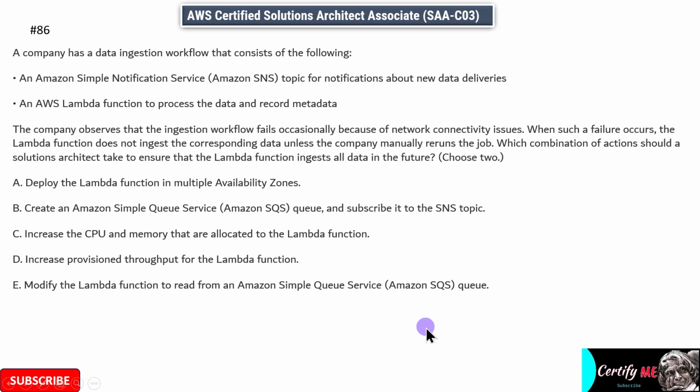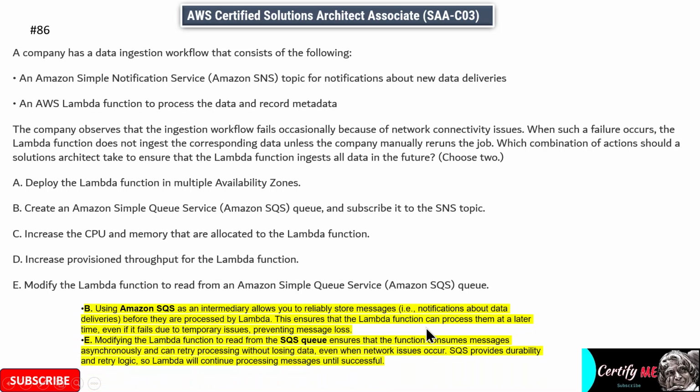The correct options are option B and option E. Using Amazon SQS as an intermediary allows you to reliably store messages before they are processed by Lambda.